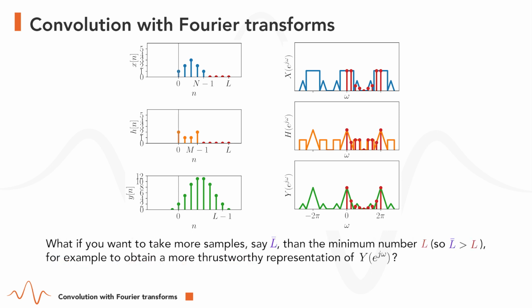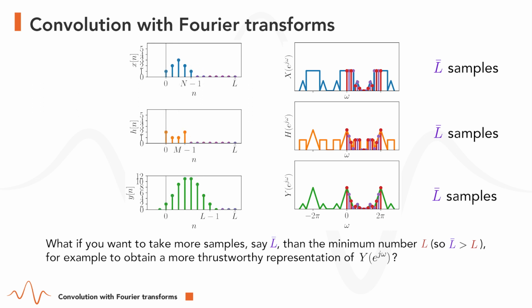What if we want to obtain more samples of the discrete time Fourier transform of the convolution, say, to have a more trustworthy representation? We can follow the exact same procedure, but with the desired number of samples, say capital L bar, larger than the minimum number, capital L equals capital N plus capital M minus 1. In this case, we need to pad the signals x and h with zeros so that they have length capital L bar.